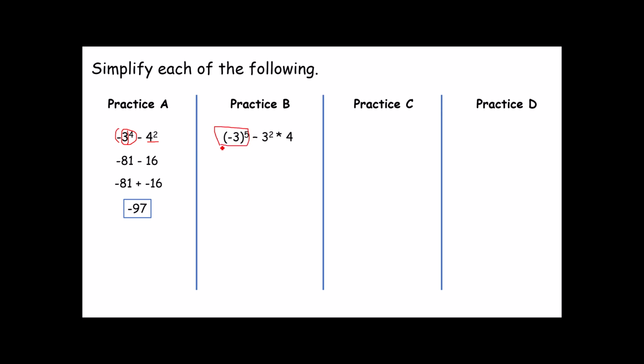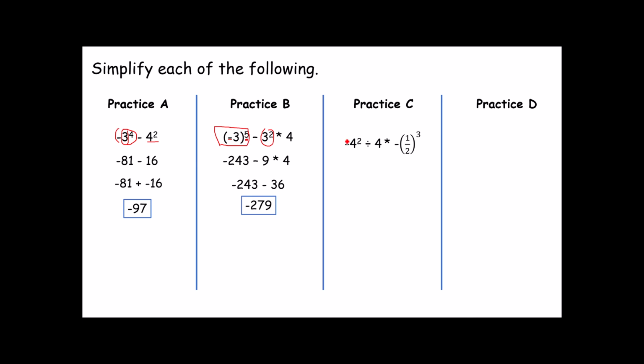Negative 3 to the 5th has 5 negative signs, so this is going to be a negative 81. 3 squared is a 9. Order of operations says do the multiplication next, and then we subtract those numbers. Again, the purpose here is to have us thinking about what these negative signs do with even and odd exponents. Here's one.